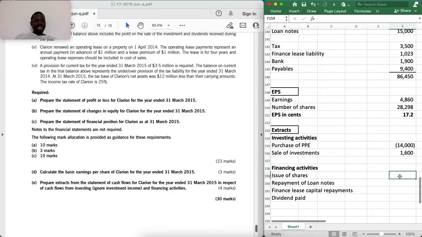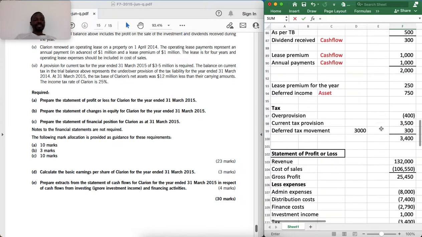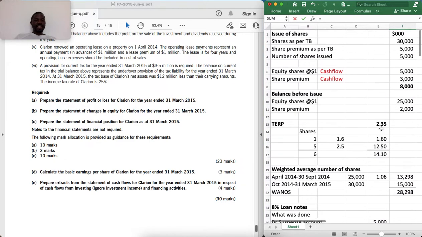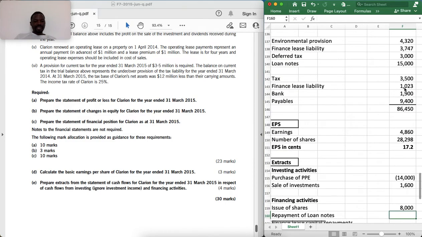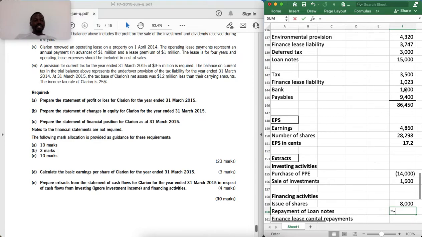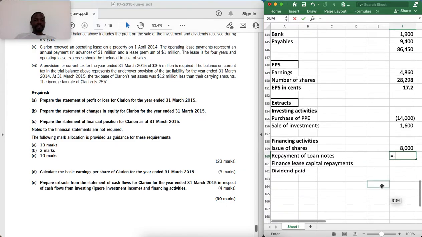The issue of shares, we calculated the figure. The issue of shares, they were issued for 8,000. Repayment of the loan, we know the loan was repaid by how much? The loan was repaid by a quarter, which is 5,000.